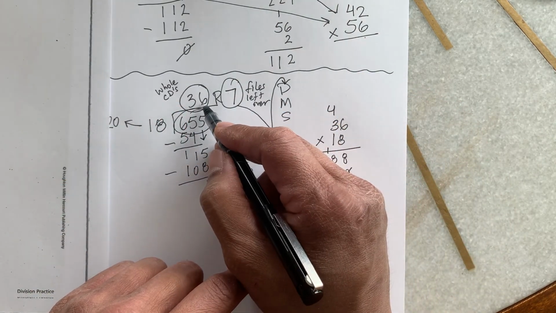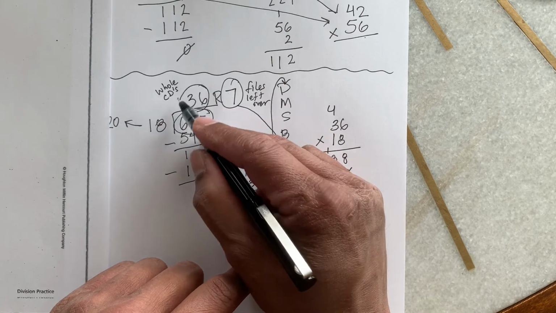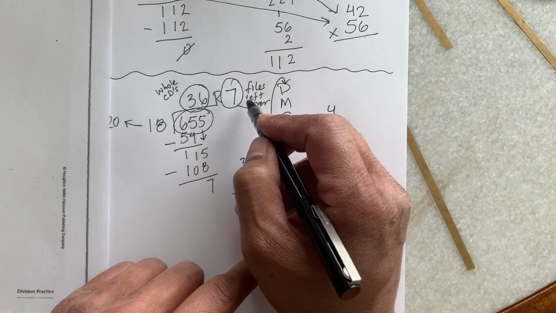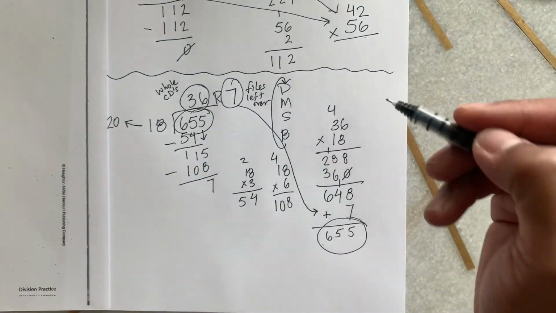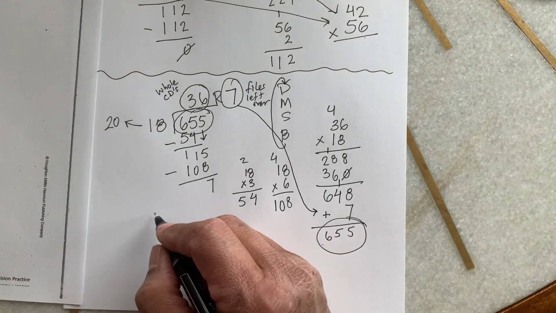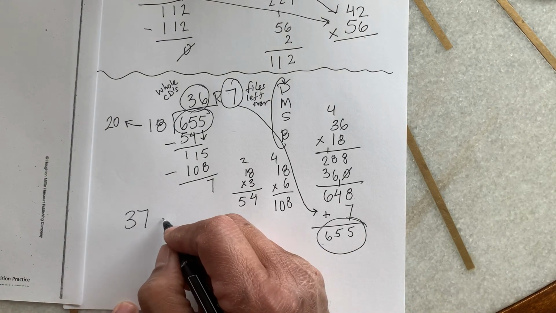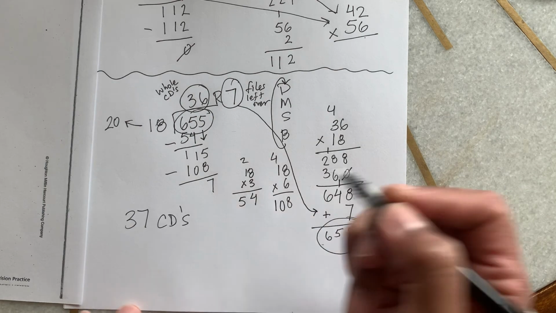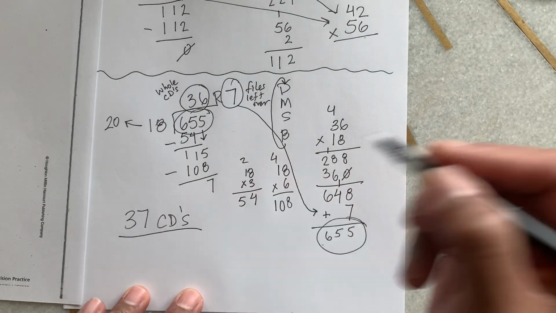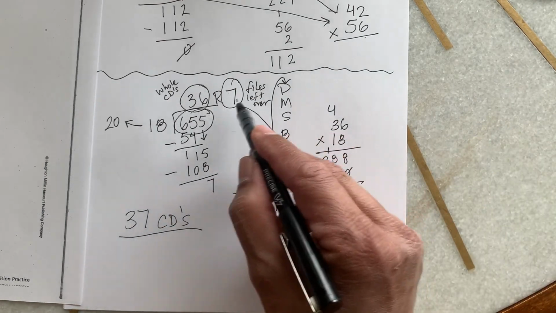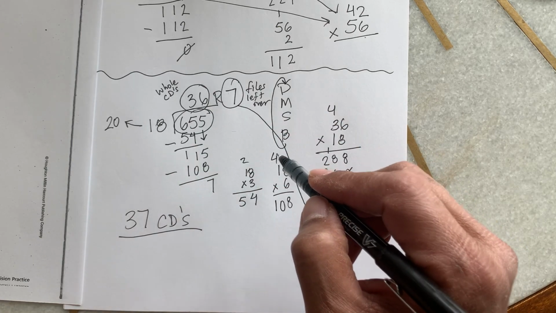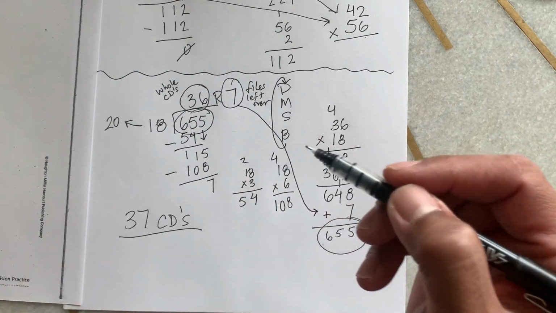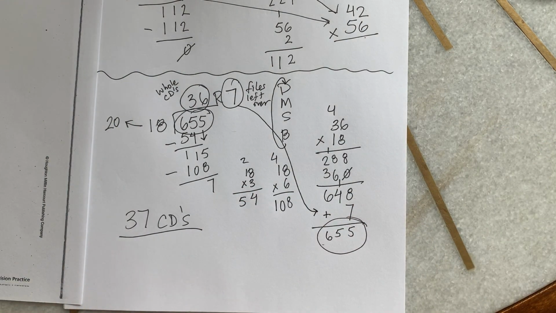So 36 whole CDs, and then a 37th one that's not filled. So the correct way to answer this is not 36 remainder 7, but 37 CDs. Okay? Sometimes you're not just going to put the answer you get. You're going to have to figure out what makes sense for the problem. So the answer in this case is 37 CDs. Good luck and have fun dividing.